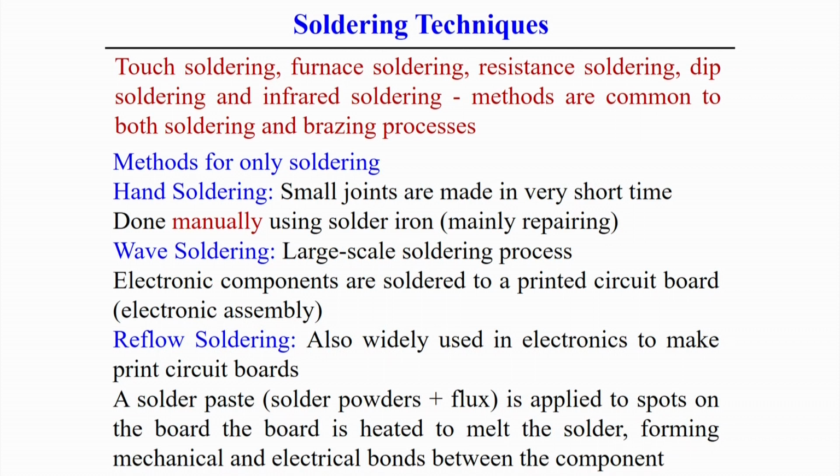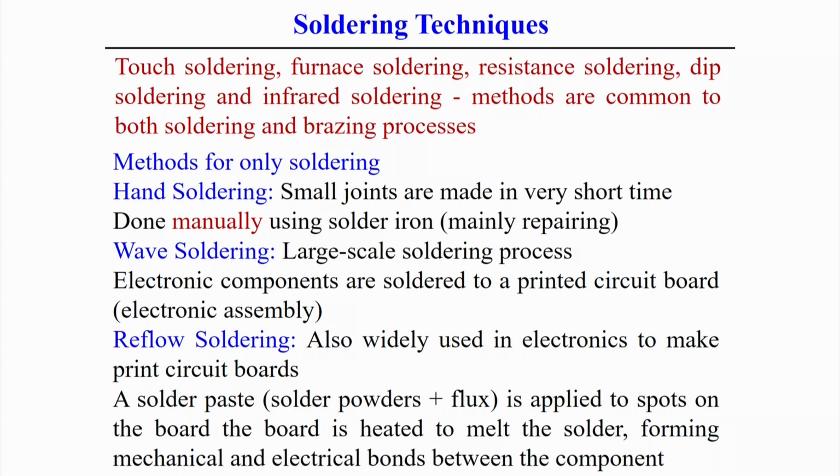First is hand soldering. Hand soldering is basically for small joints that can be done in a very short time period. It is done manually using the soldering iron, and this method is mainly used for repairing purposes, since it is done only manually.